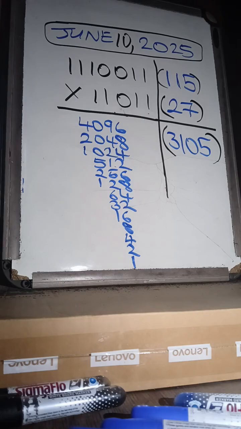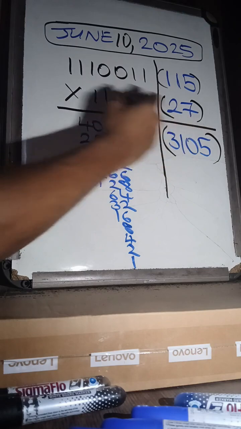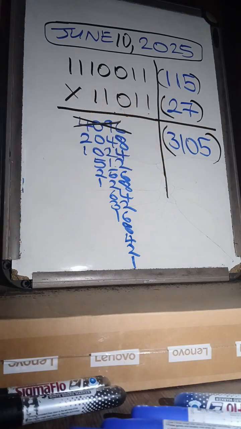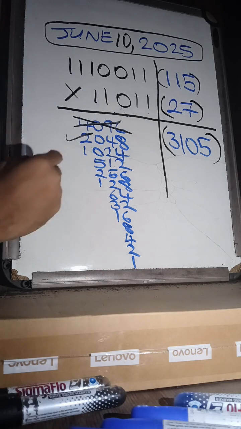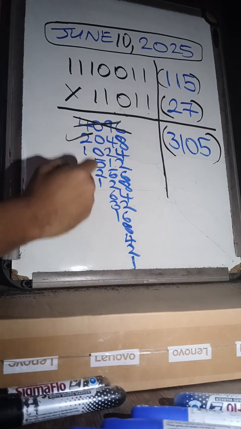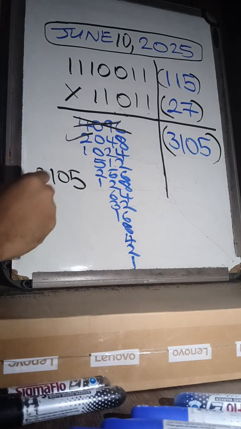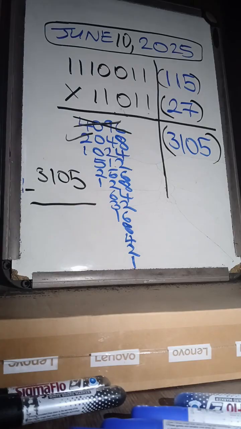So after some good start, right? Because it means that this is larger than that, so we're not going to entertain this at all, right? Now we're going to have to subtract 2048 from 3105, right? So what would that look like?